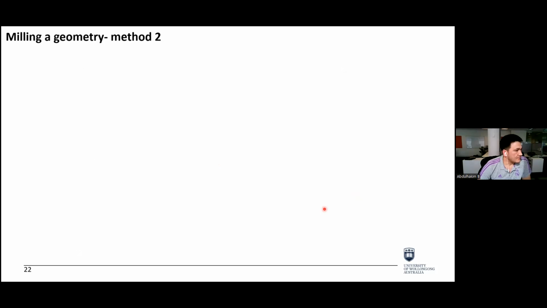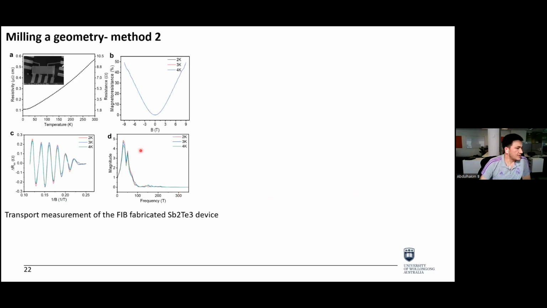amorphized. And we can see some of our transport measurements on these tiny structures. It's very typical of this crystalline bulk crystal, where it shows strong Shubnikov-de Haas oscillation. And some of you might wonder why you want to fabricate devices. It will be very useful for some of my future studies I will be discussing soon.